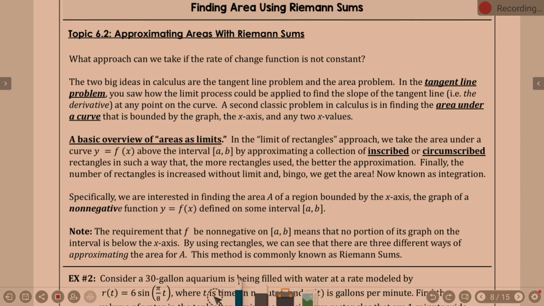Okay? The more rectangles used, the better the approximation, and that's where we'll get into integrals. When we get to the integrals, the number of rectangles is increased without bound, or without limit, and we get the area. That will be our eventual goal. Again, we're not doing integrals today. So specifically, we're interested in finding the area of a region bounded by the x-axis and the graph, and today we are focusing on non-negative functions defined on some interval. When we say non-negative functions, we mean today our functions will always be above the x-axis. They will always be in the positive y values.